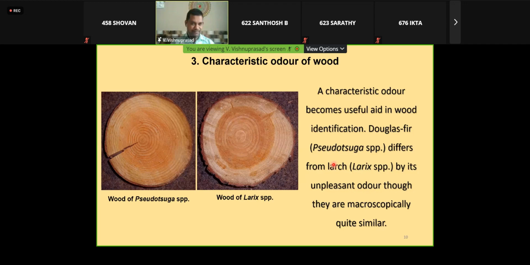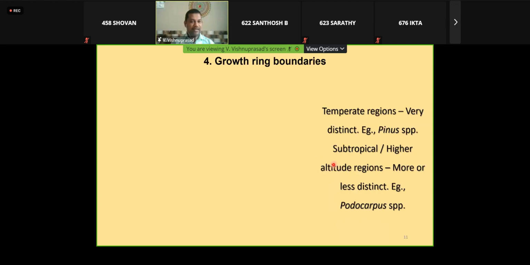And yesterday when we discussed growth rings, I said that the growth rings would be very prominent in such regions, or for the plants which have evolved in such regions, where the seasons are quite distinct. That's why in the temperate regions, the growth rings are very distinct, while in the subtropical or higher altitude regions, they're more or less distinct. There is a difference which you can observe.